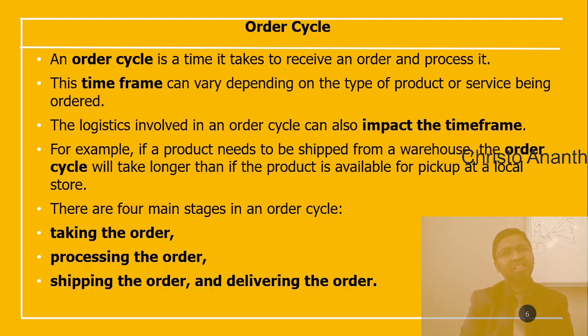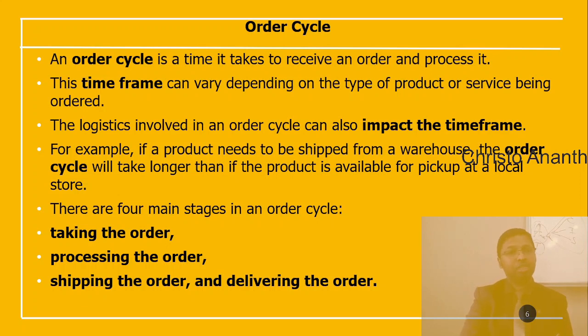So the order cycle, as the name implies, is the time taken to receive the order and process the order. This time frame depends on the type of the product or the service which is being ordered. The logistics involved in the order cycle can also impact the time frame. If the product needs to be shipped from the warehouse, the order cycle will take longer than if the product is available for pickup at the local store.